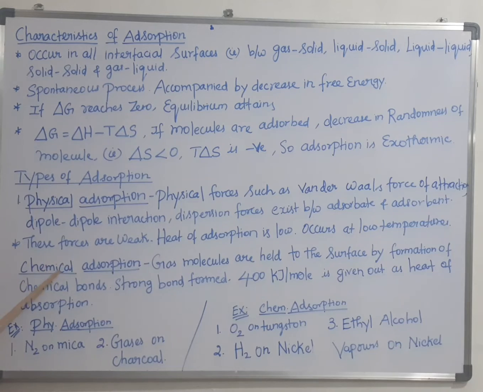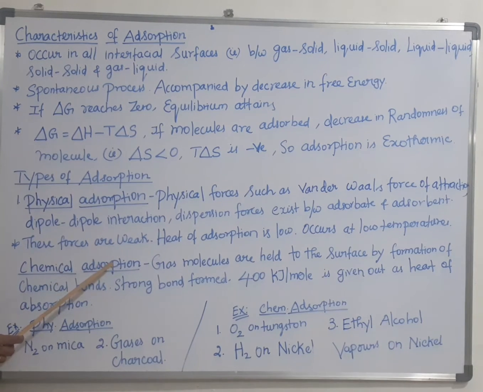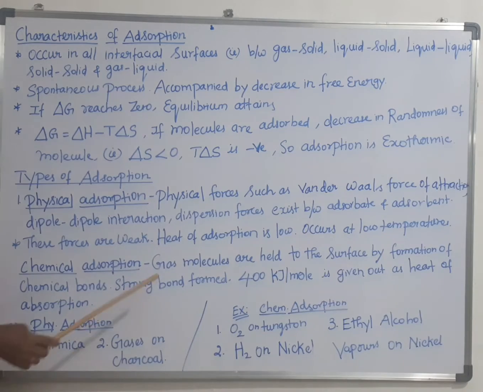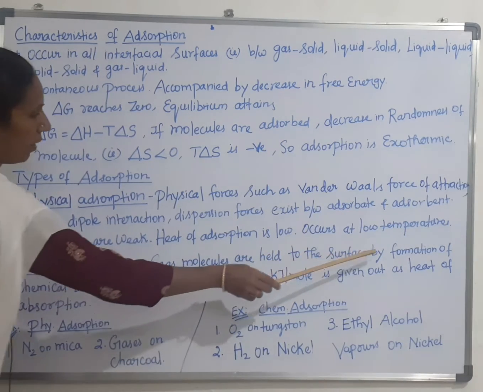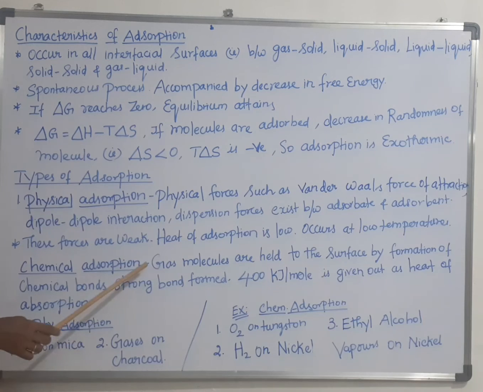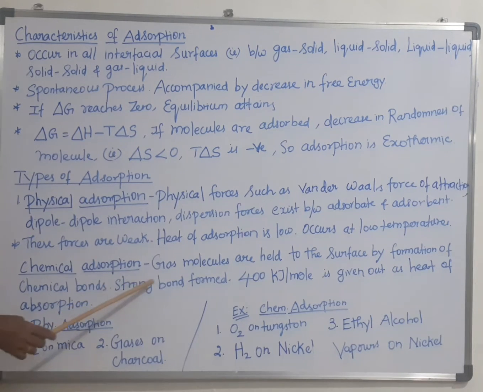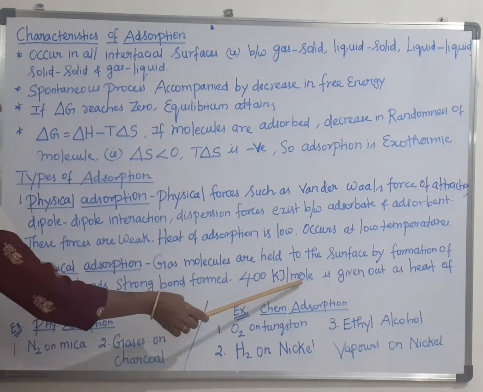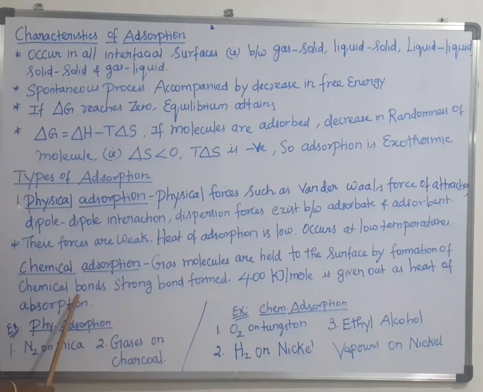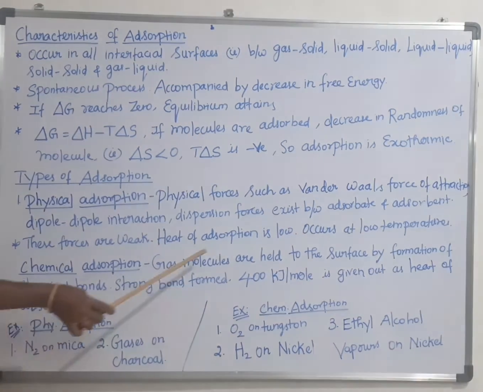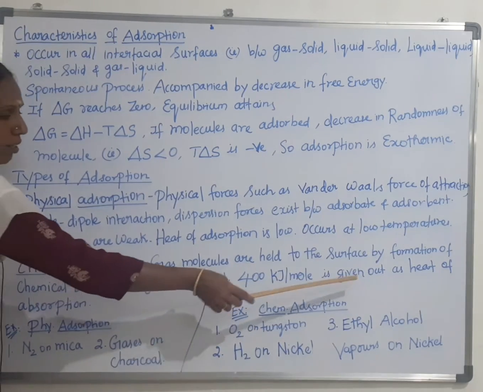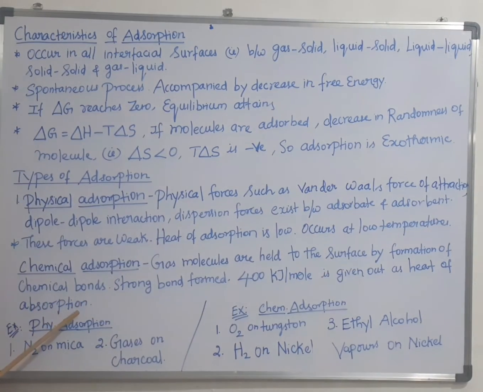Next one, the second type of adsorption is chemical adsorption or chemisorption. That is, gas molecules are held to the surface by formation of chemical bonds. That is, gaseous molecules are adsorbed on the surface. So the bond formation takes place. The bond is very strong, that is, a strong bond is formed. So in chemisorption, 400 kilojoule per mole is given out as heat of adsorption, because of the strong bond formation.